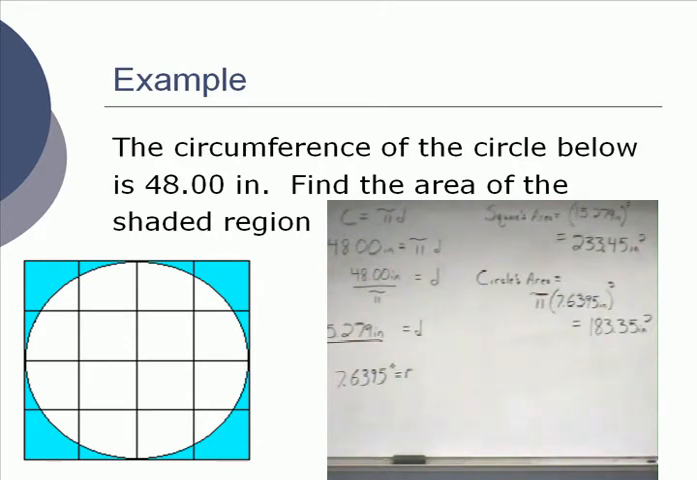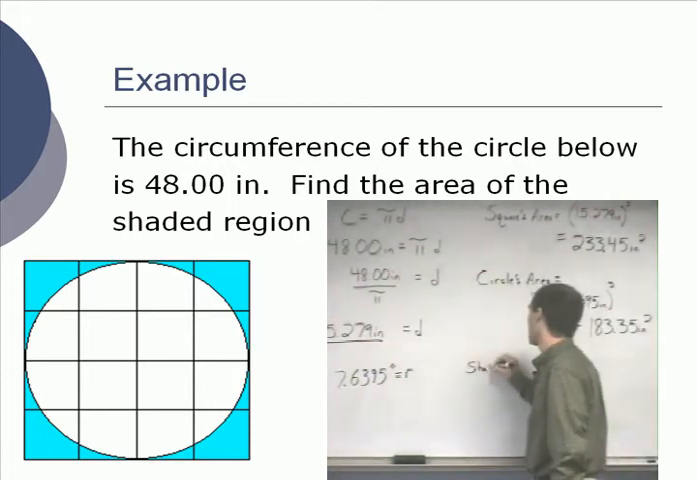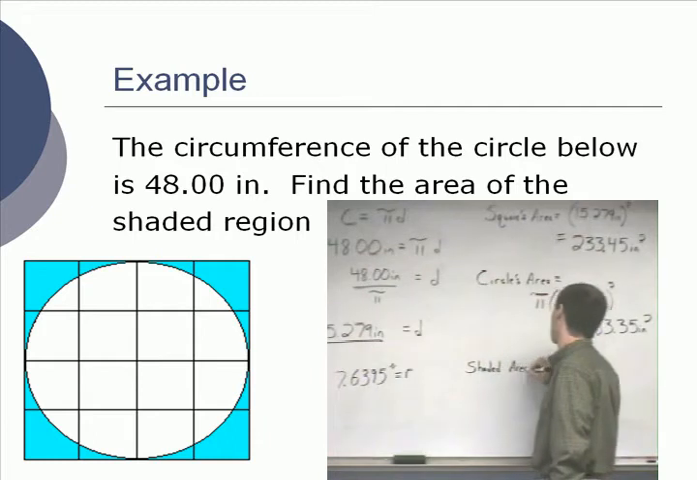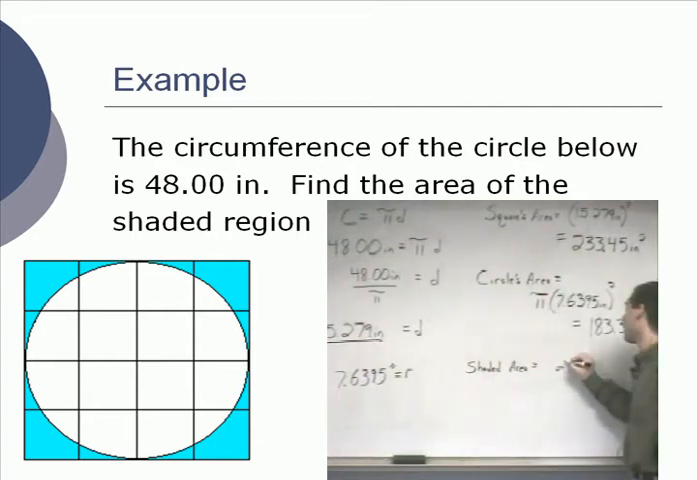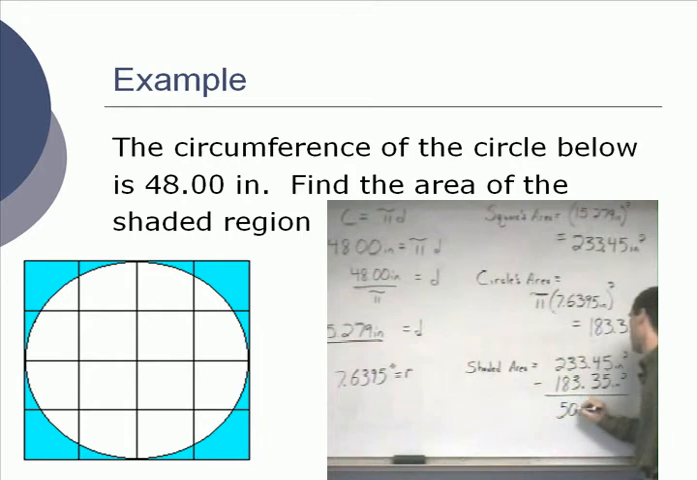Anybody want to verify that? Is that right? 183.35, okay. Well, then our shaded region, 233.45 minus 183.35 gives us an area of about 50.10 square inches. We started with 4 sig digs. We've got 4 sig digs. When we're done, we'll call it good. 50.10 square inches is the area of the shaded portion.